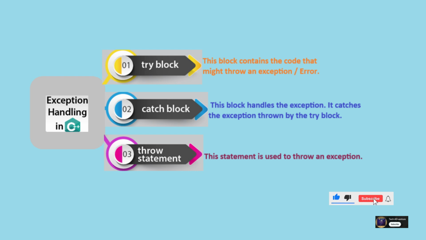Here are the key components. Try block. This block contains the code that might throw an exception or error. Catch block. This block handles the exception. It catches the exception thrown by the try block. Throw statement. This statement is used to throw an exception. Here's a simple example.